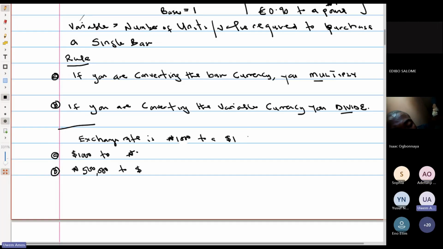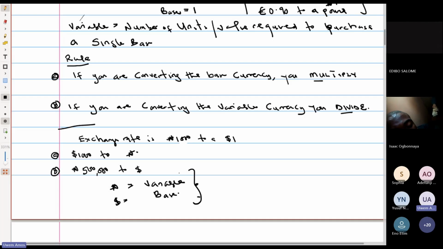Thank you very much. That is the key point I want you to know. Forget about the values attached to it. So the naira is the variable and the dollar is the base. Now you must get that right. If you don't get that right, you're going to mix up the conversion. That's the first step.